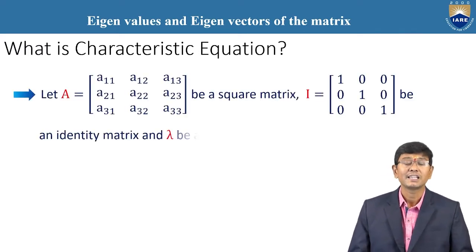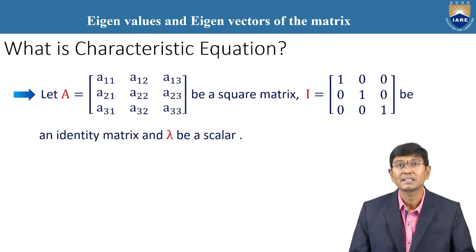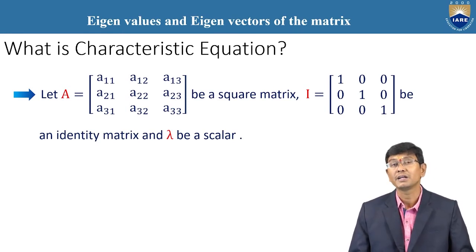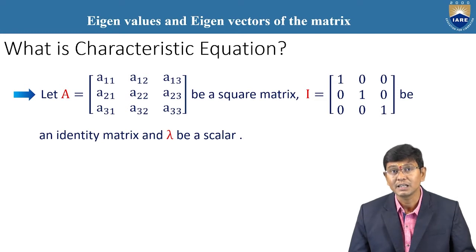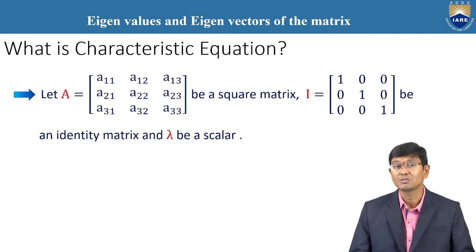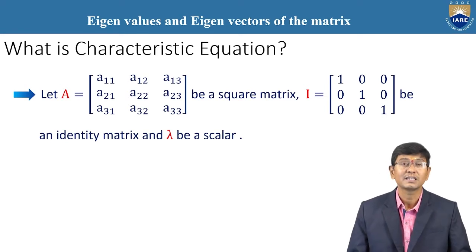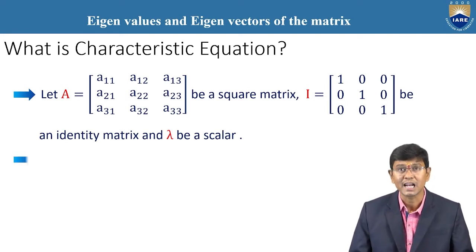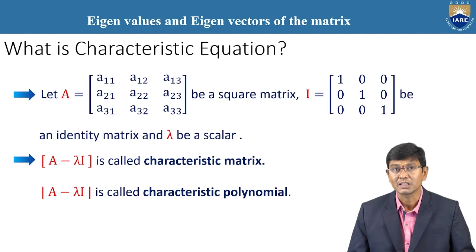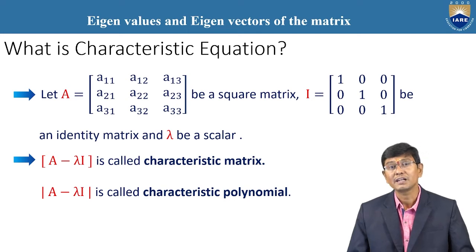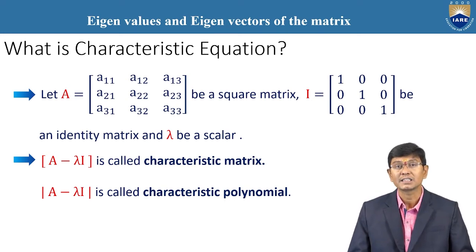For example, consider A as a matrix with entries a11, a12, a13, a21, a22, a23, a31, a32, a33. That is a matrix of order 3x3, a square matrix. Consider I as the unit matrix of order 3x3, that is I3, with rows 1 0 0, 0 1 0, 0 0 1, the identity matrix, and also assume that lambda is a scalar. With the help of A, I and lambda, we find the characteristic matrix. The characteristic matrix is A minus lambda I, and such a matrix is called a characteristic matrix.